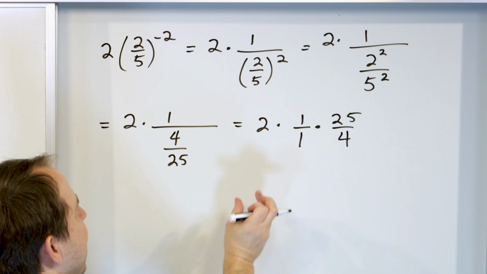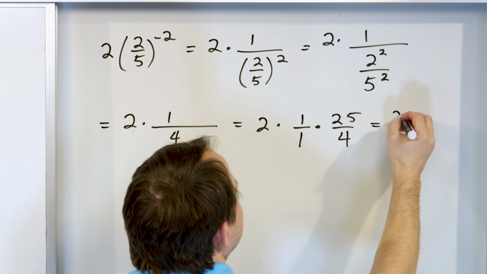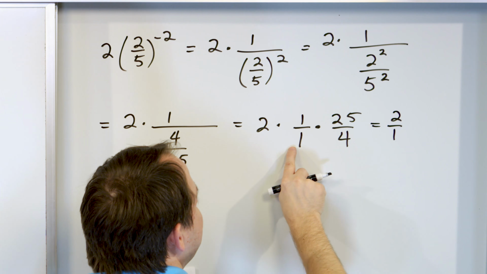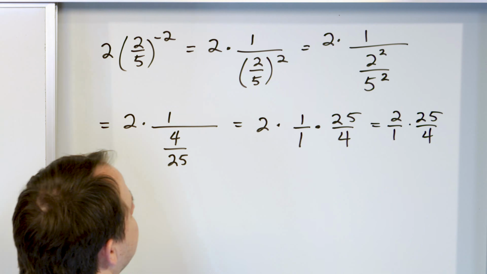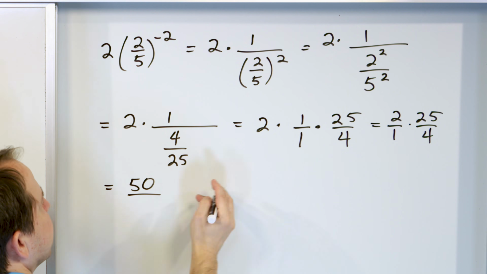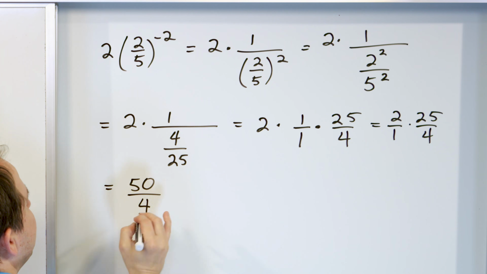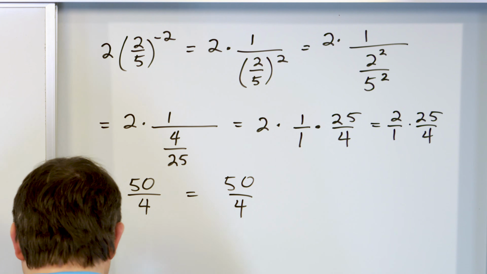So you see what's happened. You have 2 times this times this. So what you really have is 2 over 1 from this times 1 times 25 over 4. Now you multiply the numerators together, giving you 50. Multiply the denominators together, giving you 4. And then 50 over 4.